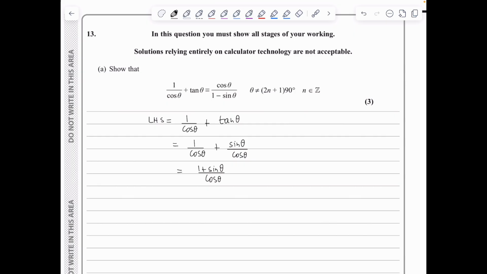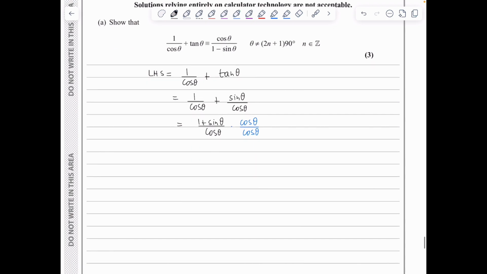Now looking on the right hand side, we need to arrive at cos theta over 1 minus sine theta. So I surely need a cos theta to appear in the numerator, and I can force this to happen by multiplying top and bottom by cos theta. So I'm multiplying by cos theta over cos theta. Essentially I'm multiplying by 1, and therefore we've got that 1 plus sine theta times cos theta in the numerator and cos squared theta in the denominator.